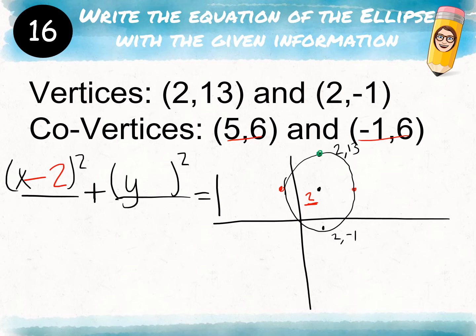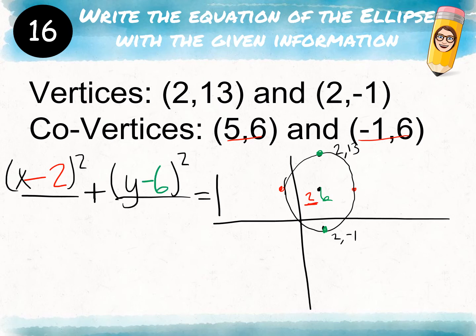Let's talk about the y's. The y values on the vertices are 13 and -1. The middle of those would be 6. Right? Here's how my brain's doing this. I'm doing 13 plus 1, which is 14. 14 cut in half is 7. So I want to go 7 from either point. So if mine's +6, I write -6.